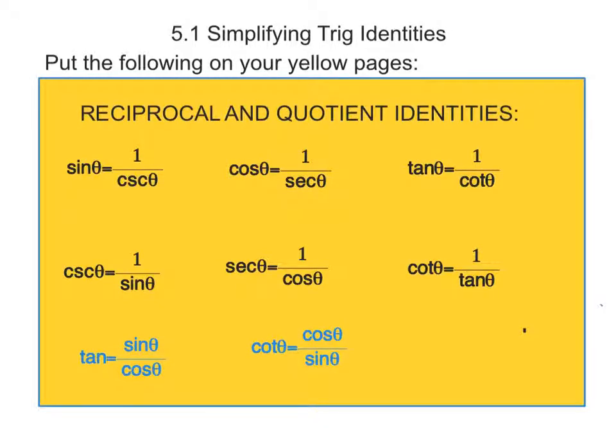Okay, 5.1, simplifying your trig identities. Anything that is in a yellow box, you need to put on your yellow pages.